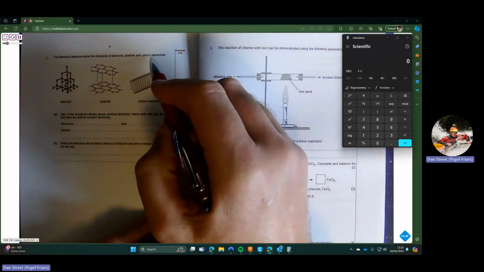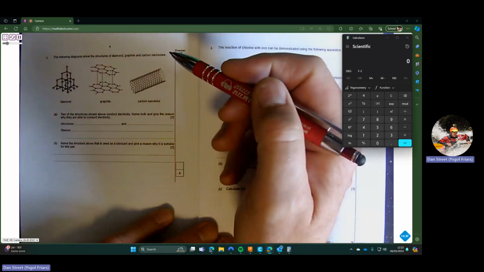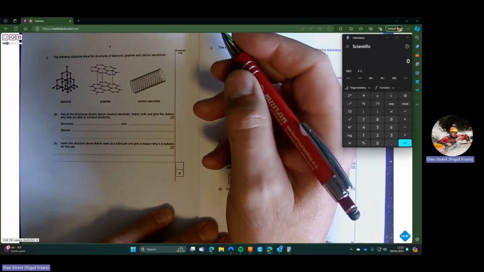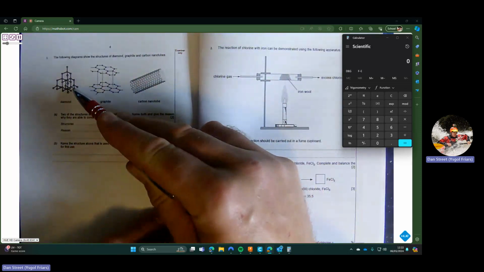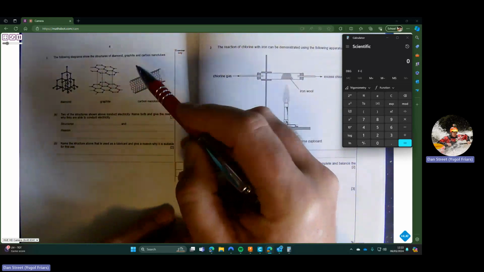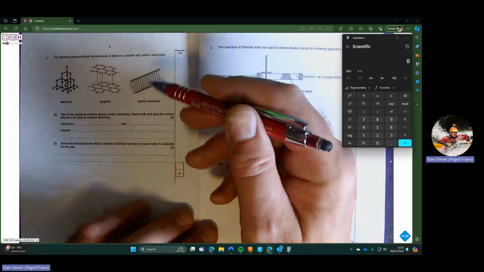Okay, so question 1. The following diagrams show the structure of diamond, graphite and carbon nanotubes. 2 of the structures shown above conduct electricity. Name both and give the reason that they're able to conduct electricity. So these are 3 allotropes of carbon, allotropes being different physical forms of the same element.